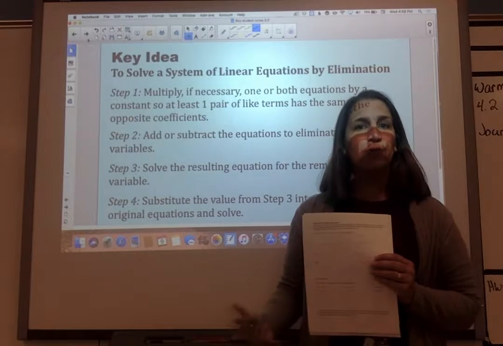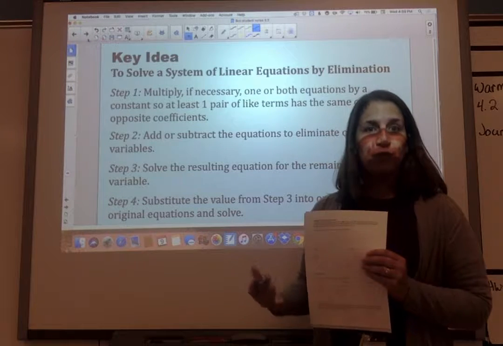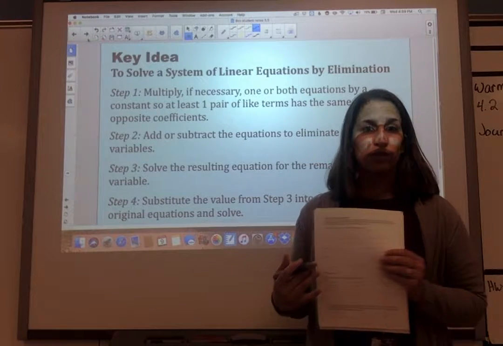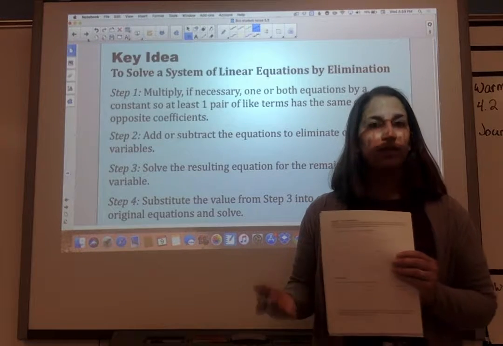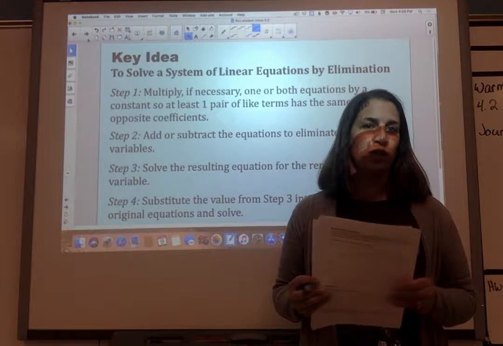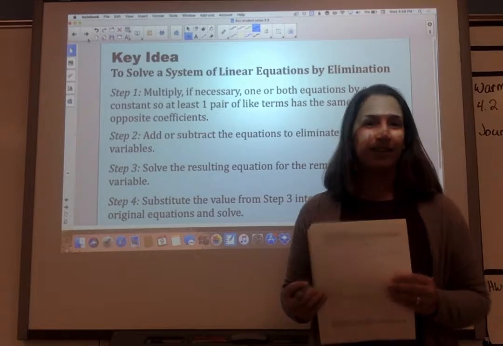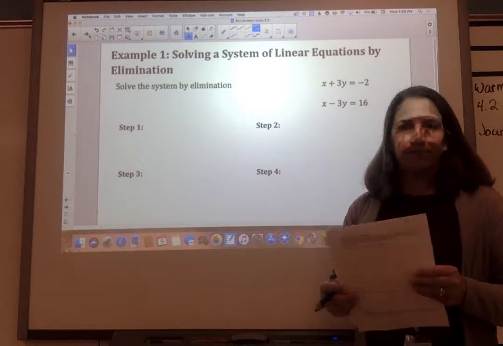Step 2, we'll add or subtract the equations to eliminate one of the variables. Step 3, we'll solve the resulting equation for the remaining variable. And step 4, we'll substitute the value from step 3 into one of the original equations and solve. Let's try it. Okay, example 1.